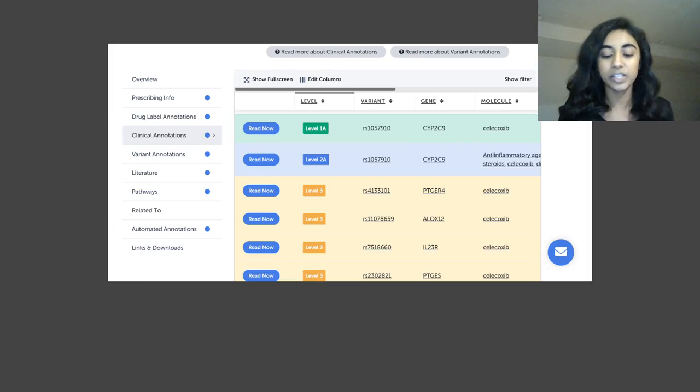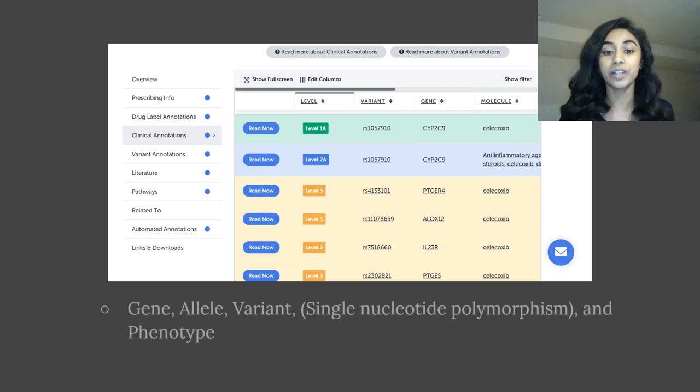The annotations had lots of information, including the exact gene in which the discrepancy occurred, the allele, which is an alternate form of a gene, the variant, which is the single nucleotide polymorphism, or SNP code, and a description of the abnormal drug reaction, or a phenotype.